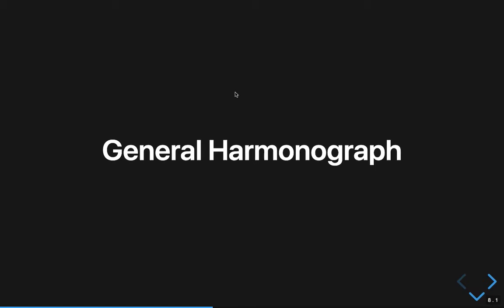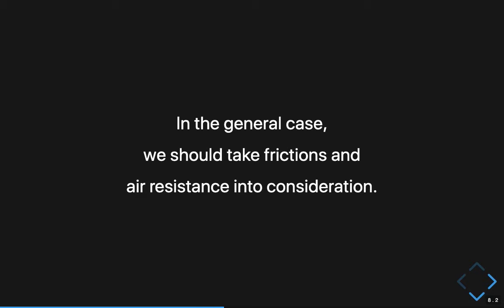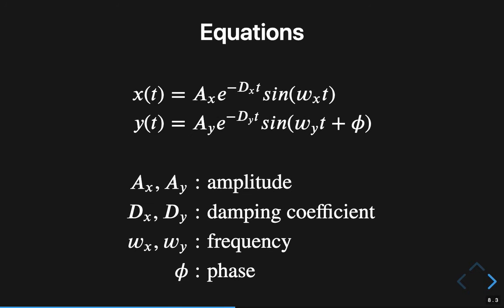Then let's talk about the general harmonograph. In the general case, we should take friction and air resistance into consideration. And let's see the equation. You can observe that we add the exponential into the equations. dx and dy are the damping coefficients.